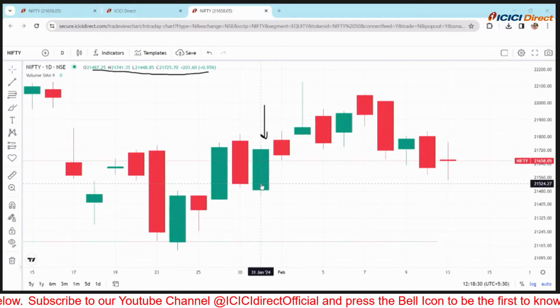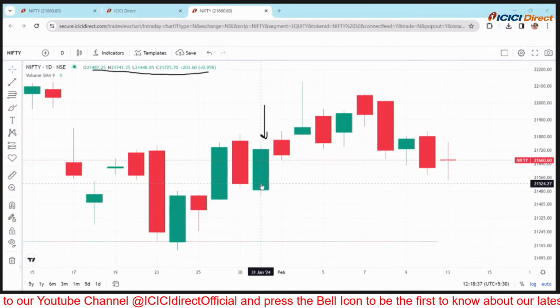Where I've marked, open 21,487 and close 21,725. Is this clear? Can I say the difference between my open price and my close price will be my body? So the open and close price had approximately 250 points of difference, and my close price was higher than my open price. That is why I got a green candle. Till now, is this okay, guys?